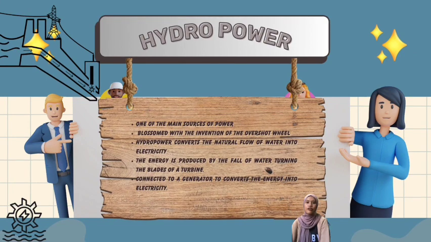Other than that, we have hydropower. Hydropower has been one of the main sources of power for 500 years and more, and blossomed with the invention of the overshot wheel, which efficiently converted the power of falling water to useful mechanical energy. Hydropower converts the natural flow of water into electricity to light our homes and power other industries. The energy is produced by the fall of water turning the blades of a turbine. The turbine is connected to a generator that converts the energy into electricity.